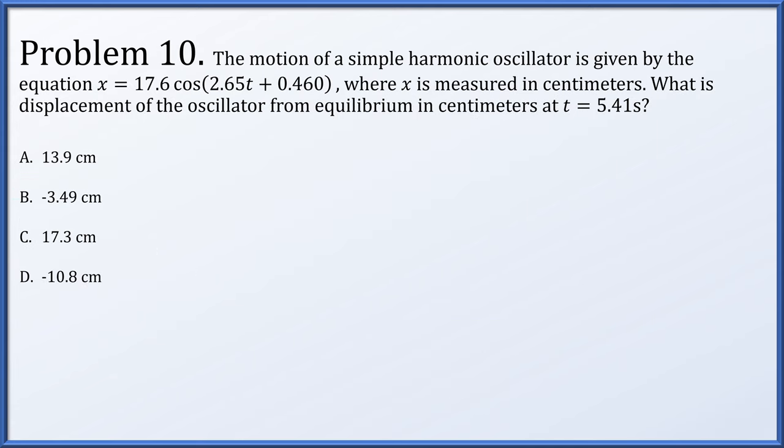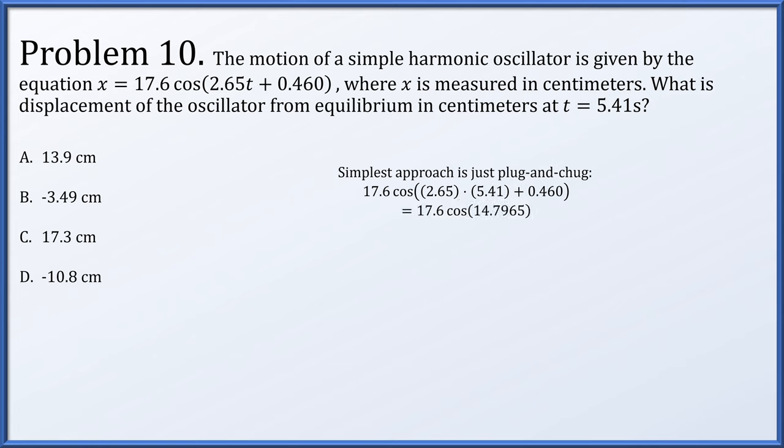Problem 10. The motion of a simple harmonic oscillator is given by the equation x equals 17.6 times the cosine of 2.65t plus 0.460, where x is measured in centimeters. What is the displacement of the oscillator from equilibrium in centimeters at t equals 5.41 seconds? Now, really, all we have to do is plug and chug. We let t equal 5.41 seconds. We get 17.6 times the cosine of 14.7965. Just make sure your calculator is set to radians mode, and this works out to be about negative 10.78. There we have it, option D.